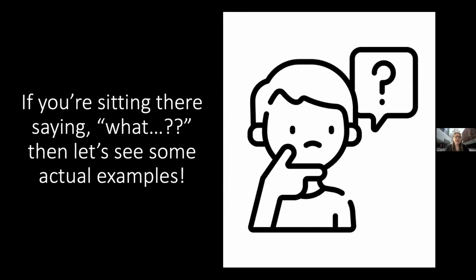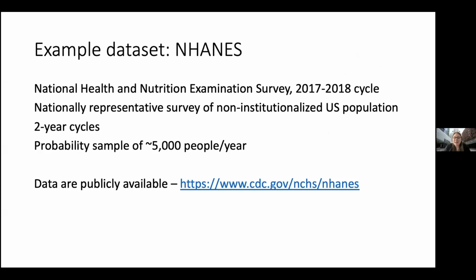Okay, so say you're sitting there and you're like, I don't know what she's talking about. Let's actually see some examples so you can maybe understand it a little bit more visually. So I'm going to bring in an example data set. It's the National Health and Nutrition Examination Survey, which is a nationally representative survey of US citizens. It's collected in 2-year cycles with these probability samples of about 5,000 people per year, and it's conducted by the National Center for Health Statistics at the CDC. These are publicly available data. You could go to that link and download the data sets and play along with me if you really wanted. It's a great resource.